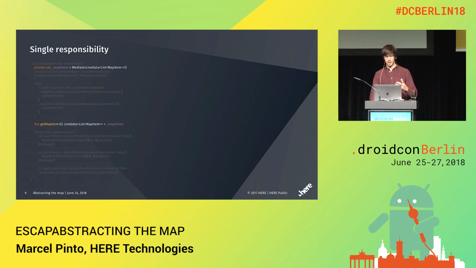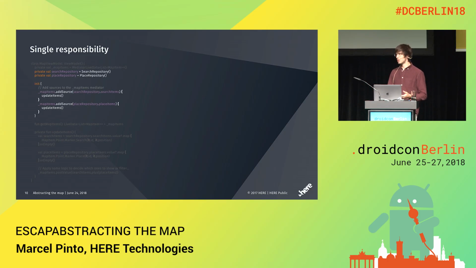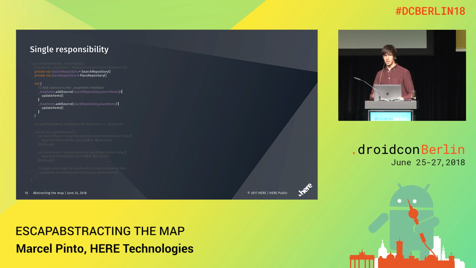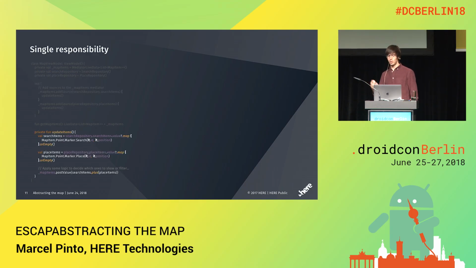So then finally, the view model will just attach itself to data sources. It will go into the repositories, and every time it changes, it will call this update items method, and we compose all the list of items to show in one single method. So we get the data from the repositories, we convert it into map items in a descriptive way, and we put it into the live data.